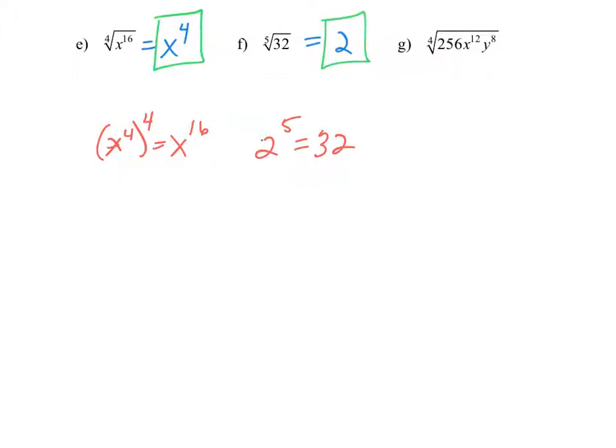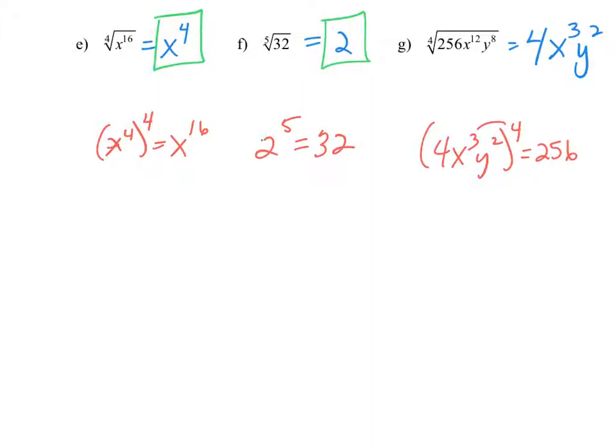Now the 4th root of 256x to the 12th, y to the 8th, is 4. The fourth root of 256 is 4. x to the third, y to the second. We can check this answer by taking 4x to the third, y to the second, and raising it to the fourth power. 4 to the fourth power is 256. Power to a power, we multiply the exponents to get x to the 12th and y to the 8th. So our answer is 4x to the third, y to the second.